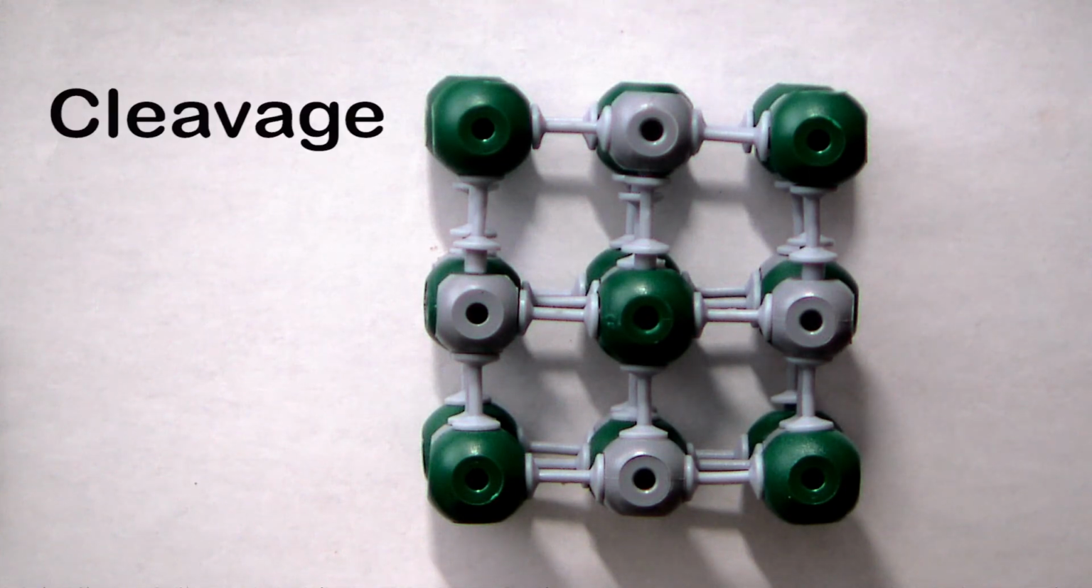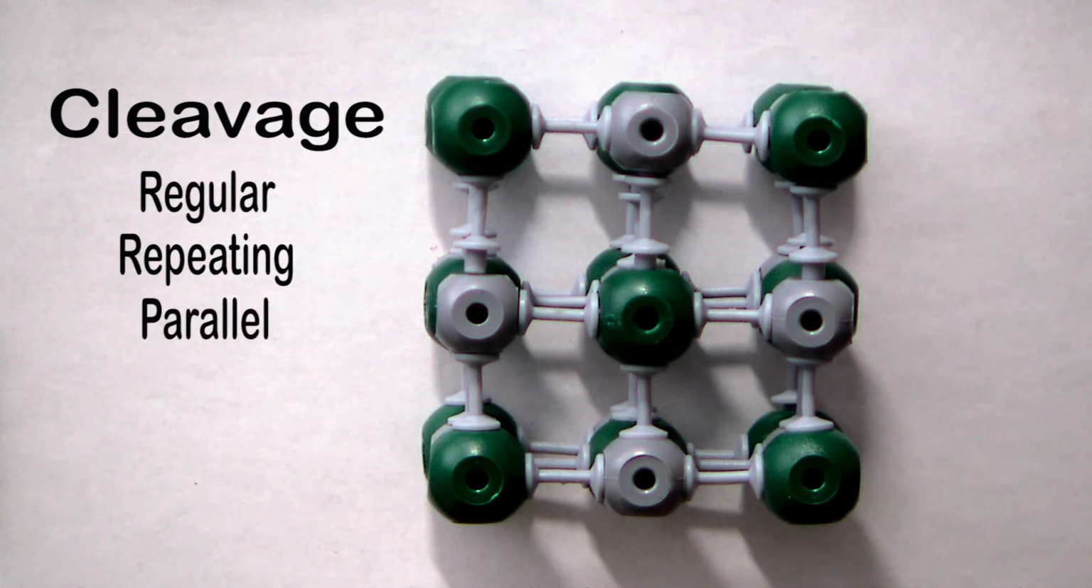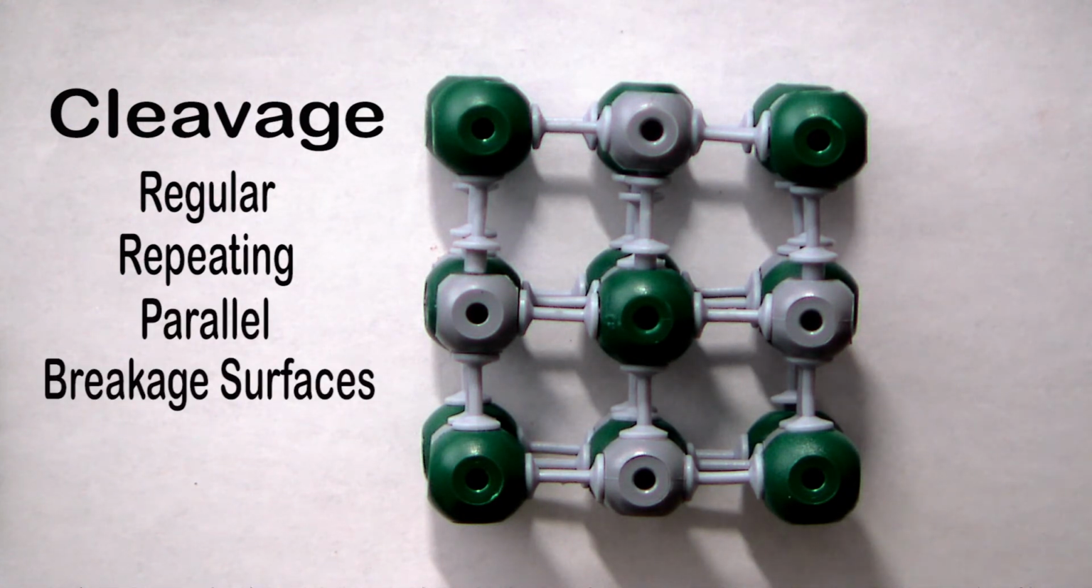Remember, when we're talking about cleavage, we are talking about regular, repeating, parallel breakage surfaces. So if you think that you see a plane of cleavage, make sure that you see it over and over and over again. And the reason that this exists is because we have weakness in the crystalline lattice.